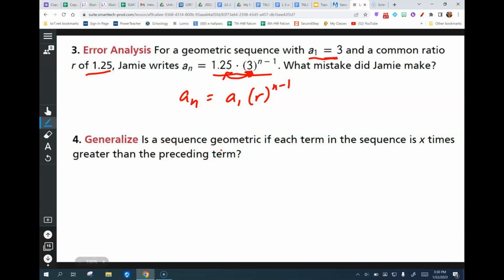Number 4, generalize. Is a sequence geometric if each term of the sequence is x times greater than the preceding? Well, hello, they just said x times. There's your ratio right there. That's your ratio, whatever x is. That would be your ratio. So it's got to be geometric because you're multiplying.